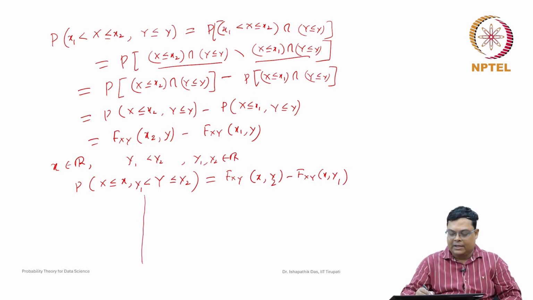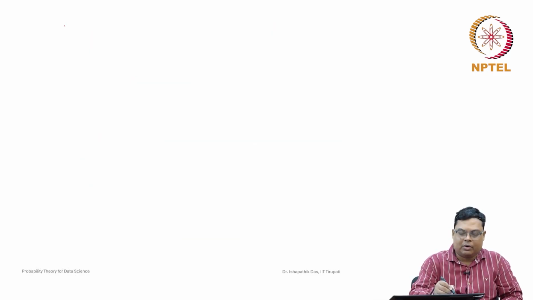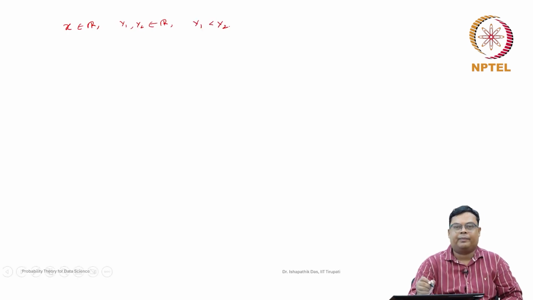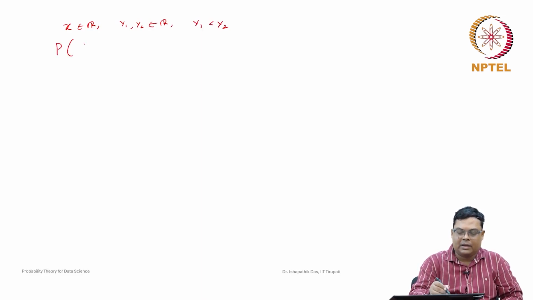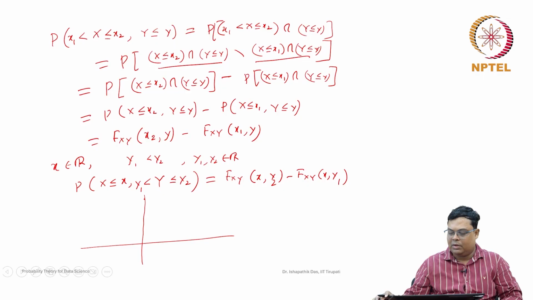Also, you can represent it graphically. Let us see that on the next page. So, what we are saying is, for x any real number and y1 and y2 two real numbers such that y1 is less than y2, we can show that the probability that X ≤ x, y1 < Y ≤ y2 can be represented as F_XY(x, y2) minus F_XY(x, y1). That is what we have written just before.